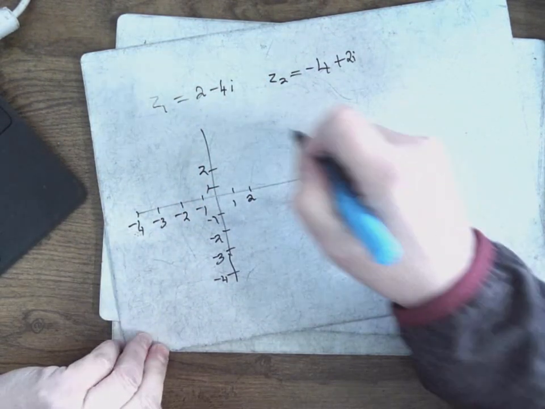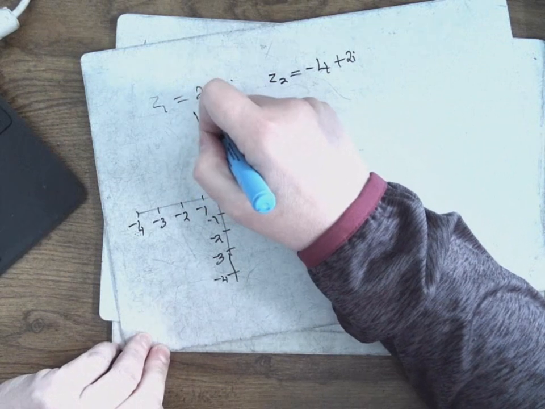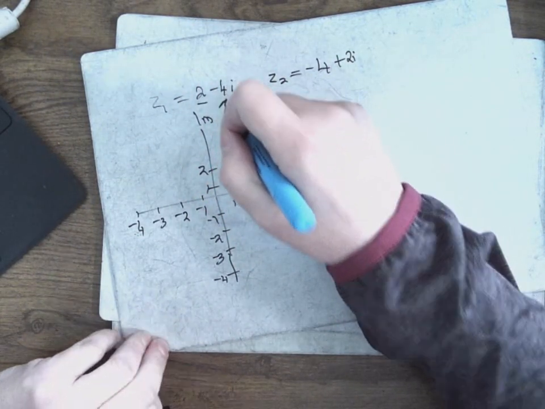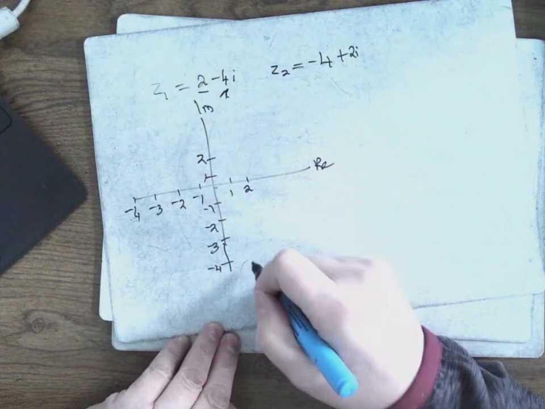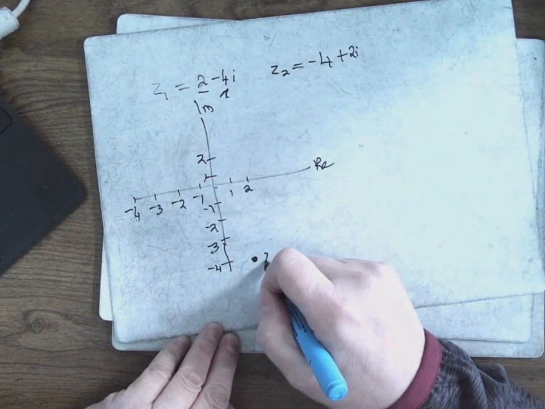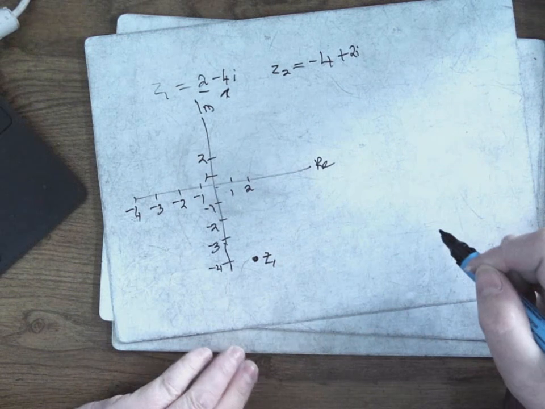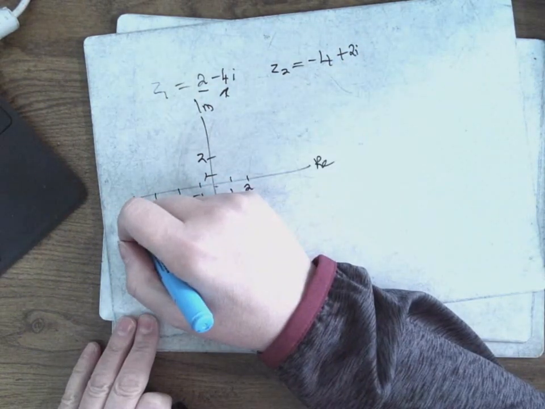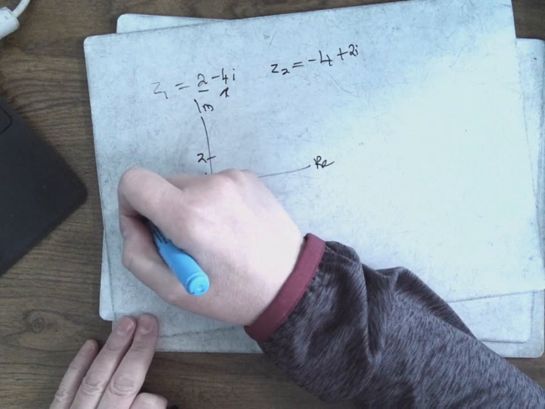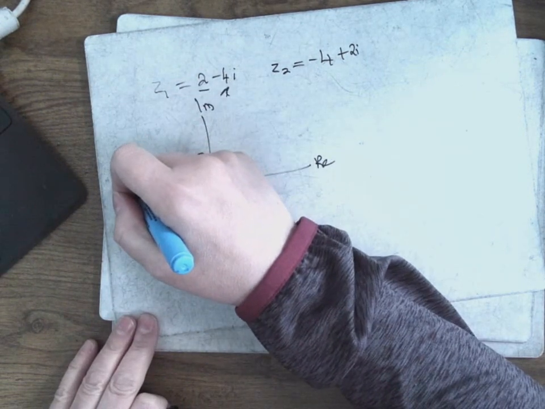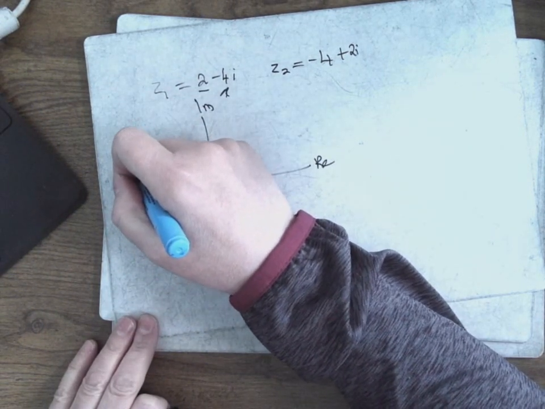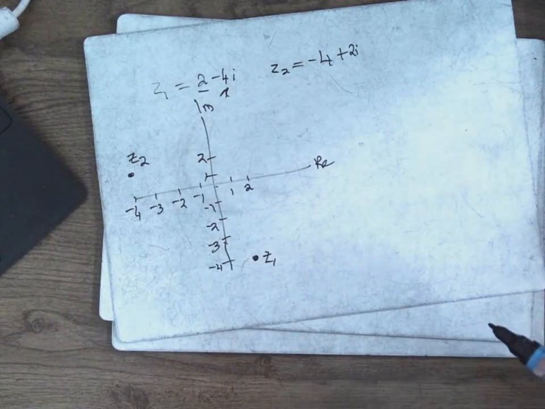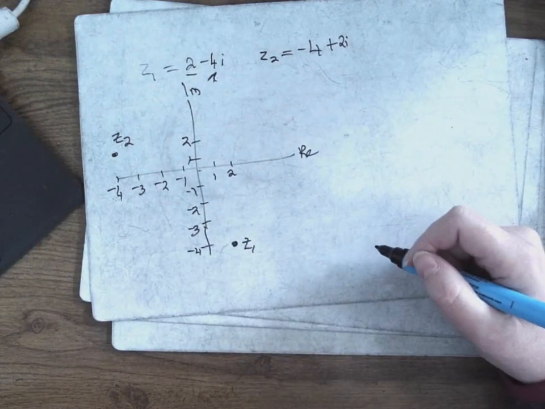Okay, so the first one is you go across to 2 on the real axis, this is the imaginary axis. So it's 2 on the real axis and minus 4 on the imaginary axis. So across 2 down to minus 4, there's Z1. Okay, and then the other one is across to minus 4 on the real axis and up 2. So across to minus 4 and up 2, so that would be Z2. Is that okay?